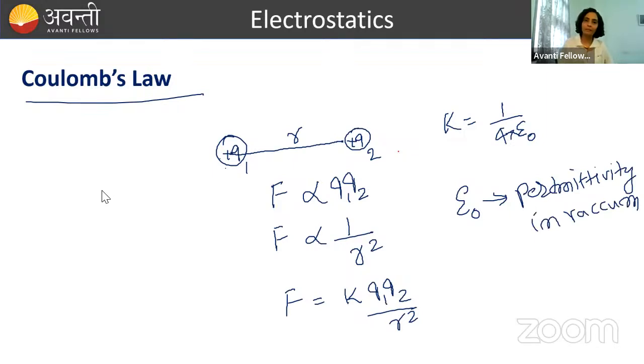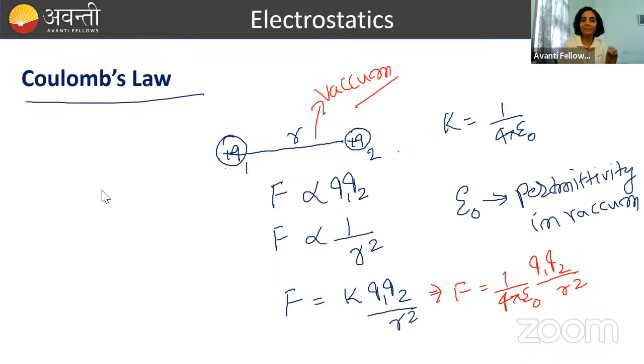Done? Clear? So if you can see here, force can be written as what? Again, if I'm going to break K, force can be written as 1/4 pi epsilon naught Q1 Q2 by r square. It means if my charges are kept in vacuum, then the force acting between these two charges will be equal to 1/4 pi epsilon naught Q1 Q2 by r square.